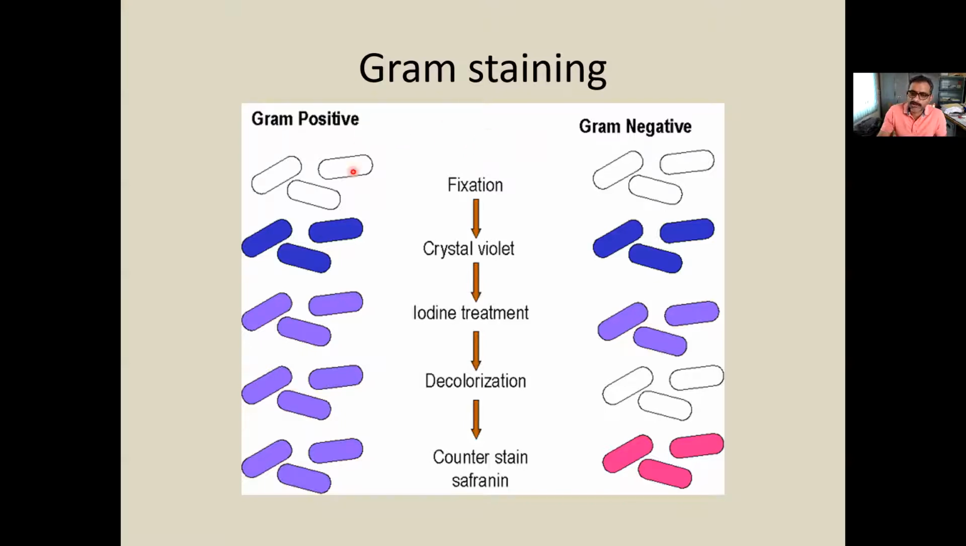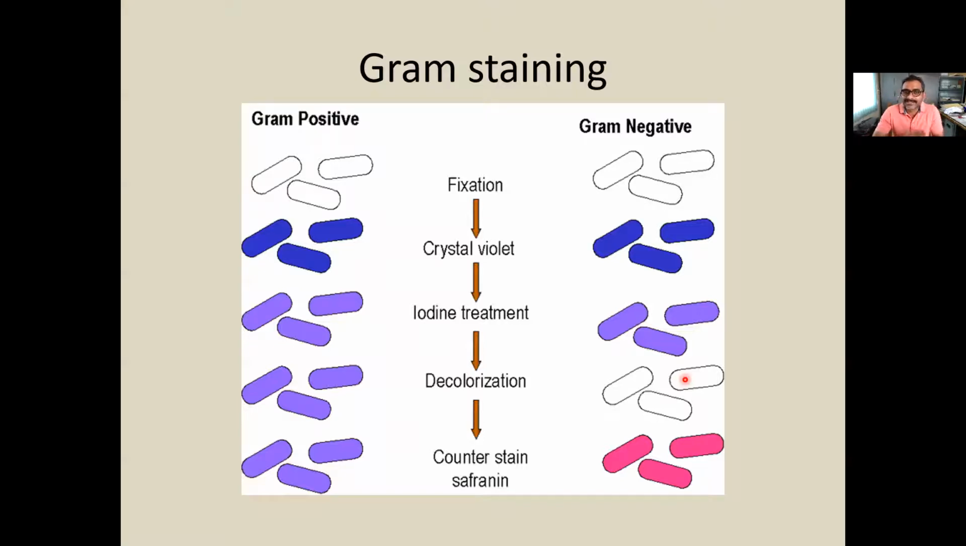fix. So after heat fixing, the first stain you have to use is crystal violet. Flood the slide with crystal violet and leave it for 1 minute. Wash it with water, then flood with the iodine and leave it for 1 minute. Next, wash the excess iodine with water, then flood or dip it in a decolorizing agent.